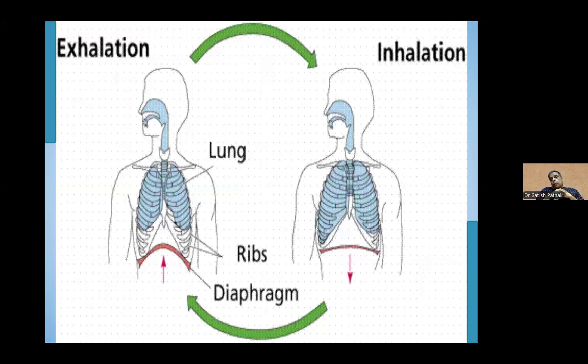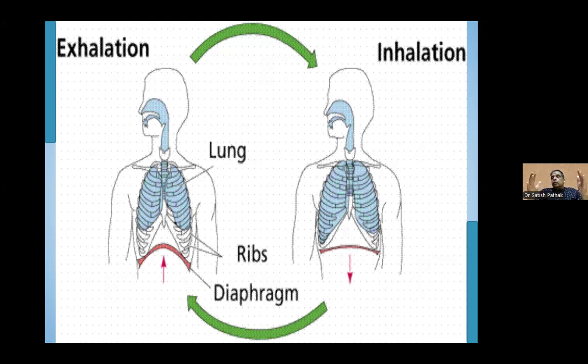Do you know the mechanism of respiration? How does respiration happen? Okay, I will tell you. Now this is inhalation. How is inhalation possible? When you have to breathe in air, this diaphragm goes down, the intercostal muscles contract and the thoracic cage size increases. When the thoracic cage size increases, the lung inside gets more space to expand.